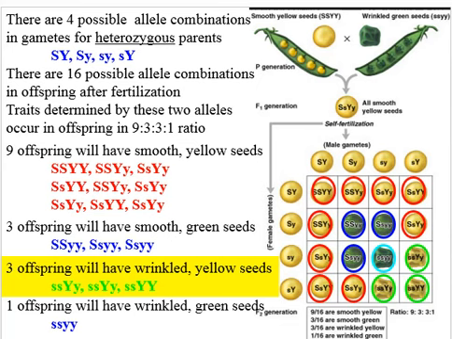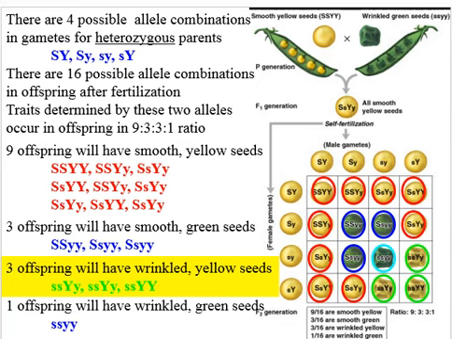And then these pea seeds have different shapes. They can be either smooth or round, or they can be wrinkled. So smooth is a dominant trait. That's a capital S. Wrinkled is a recessive trait. That's a lowercase s.